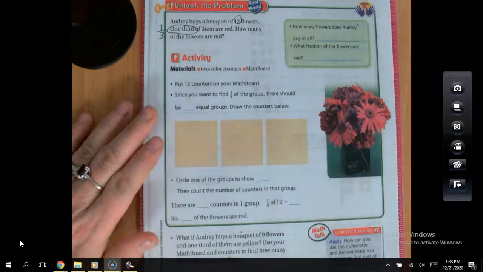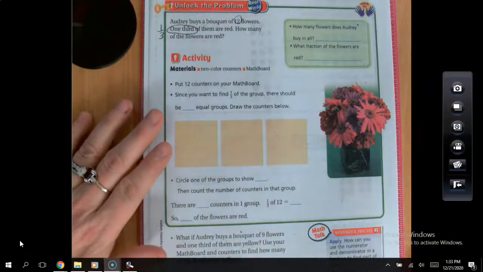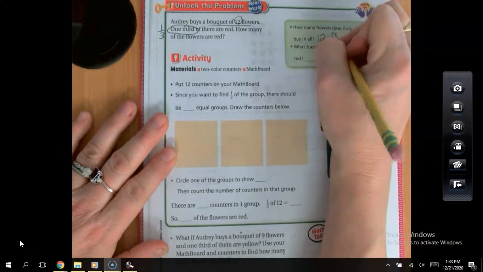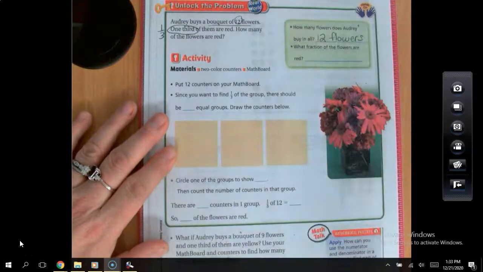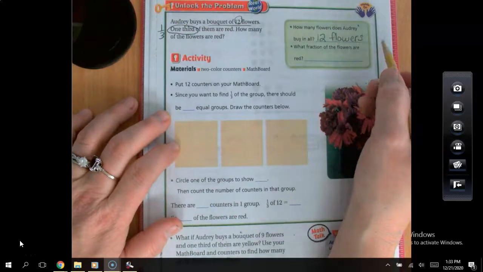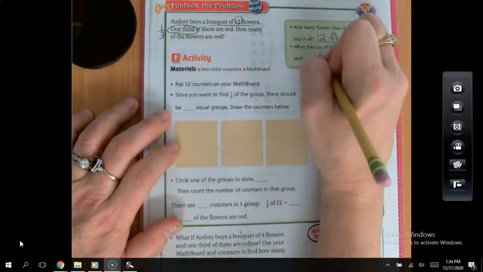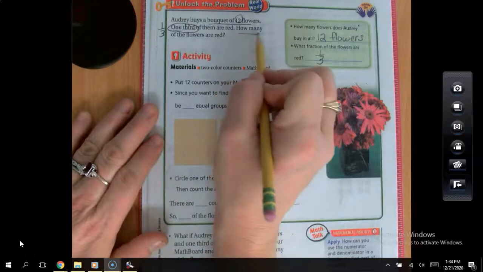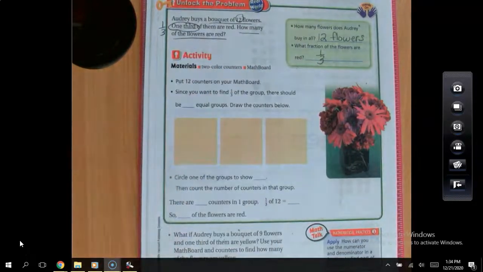Okay, so how many flowers does Audrey buy in all? Well, we know she buys a bouquet of 12 flowers. That's one thing we know for sure. And it says, what fraction of the flowers are red? Well, 1/3 of them are red, so we're going to write 1/3. Those are things that we know from what the question is asking us. We need to find how many of the flowers are red. We know 1/3 of them are red, but that's just the fraction. I want to come up with the number.